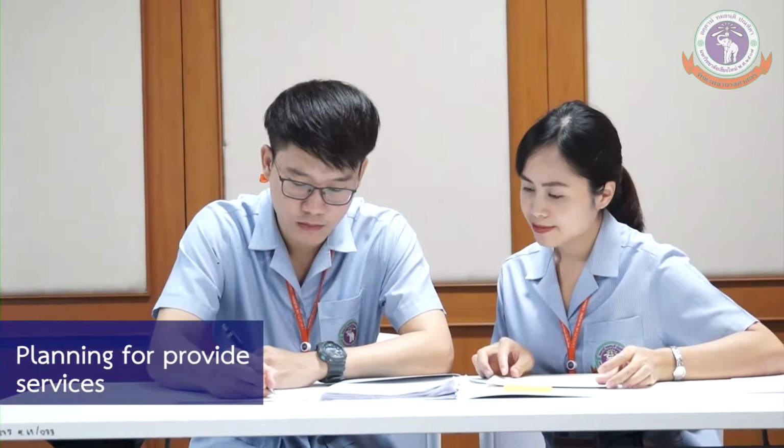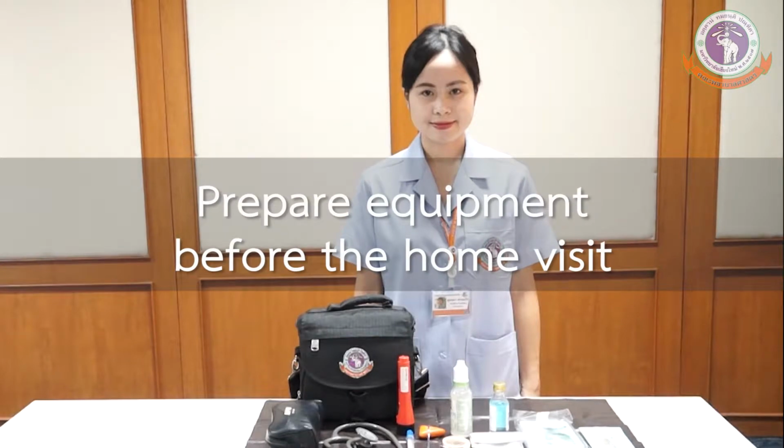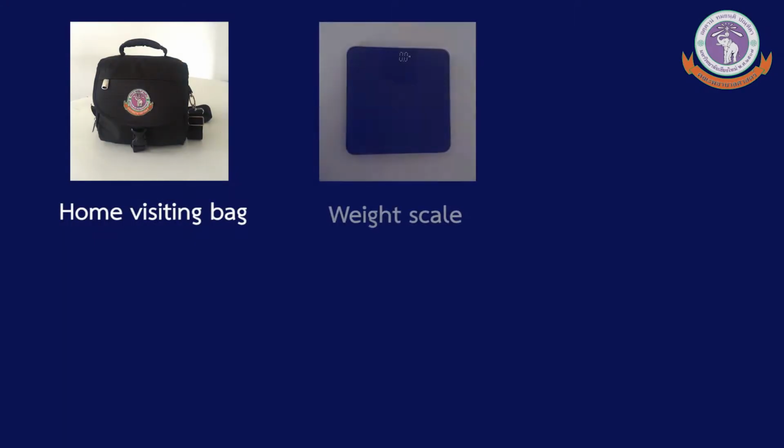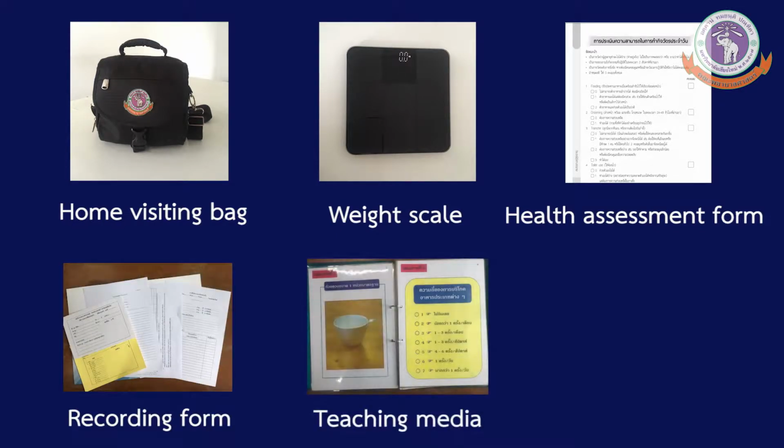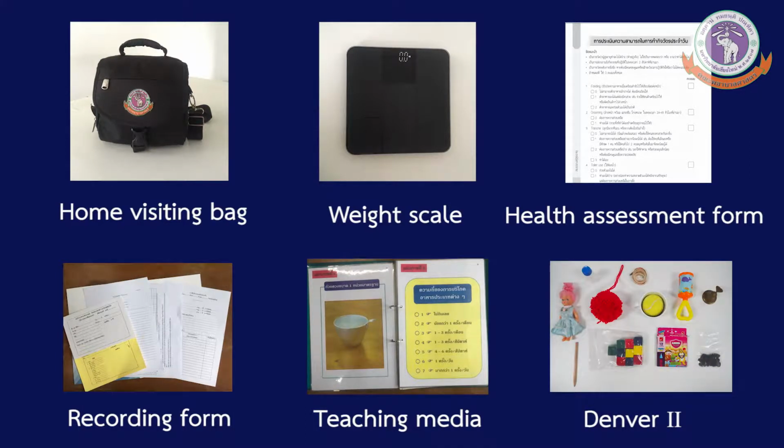The community health nurse should plan for family health services and activities while searching for knowledge on diseases and proper practices for patients from textbooks, journals, and research papers for preparation to provide services to the family. He or she should also prepare any equipment or instruments before the home visit. These include a home visiting bag, weight scale, health assessment form, recording form, and teaching media. In case of a family whose members include a child, Denver 2 and other necessary instruments should be prepared.